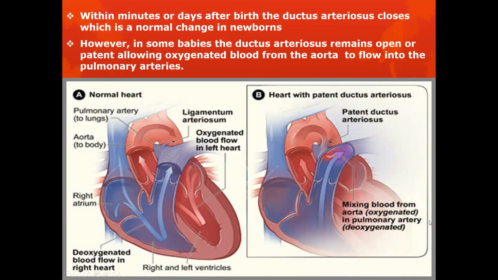So within minutes or days after birth, the ductus arteriosus closes, which is a normal change in newborns. It just becomes the pathway of least resistance, and it starts to close off. Do they stay connected forever though, even though the duct's closed? Yeah, it forms a ligament. And this is showing an adult heart. It says ligamentum arteriosum. So that was the pulmonary artery, and now it's just a ligament between the pulmonary artery and the aorta.